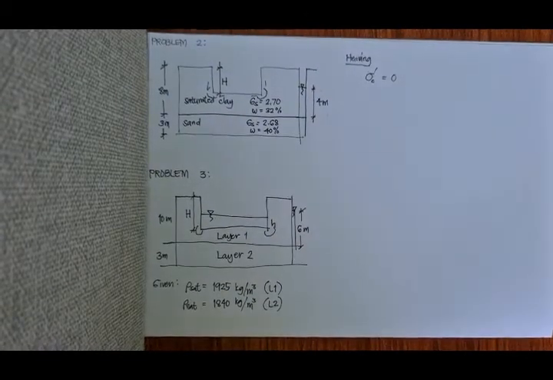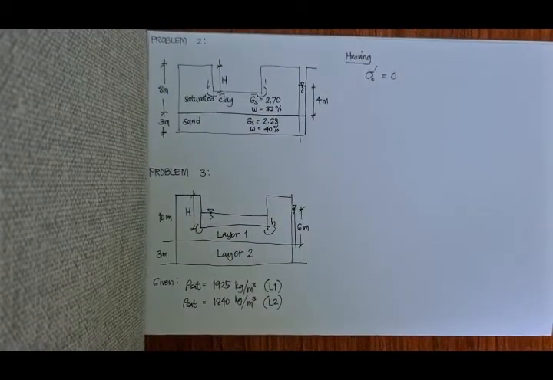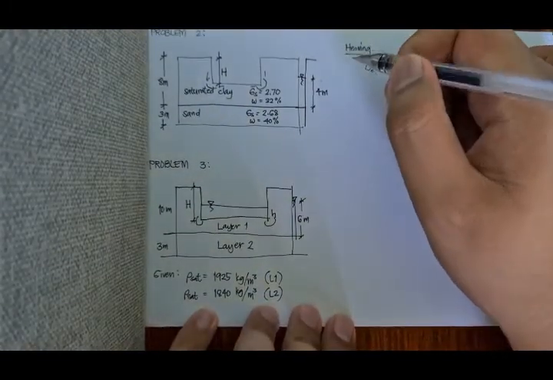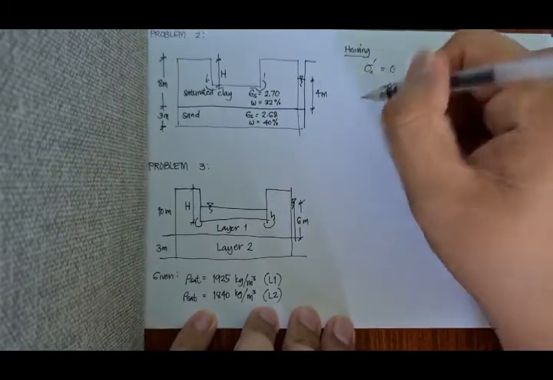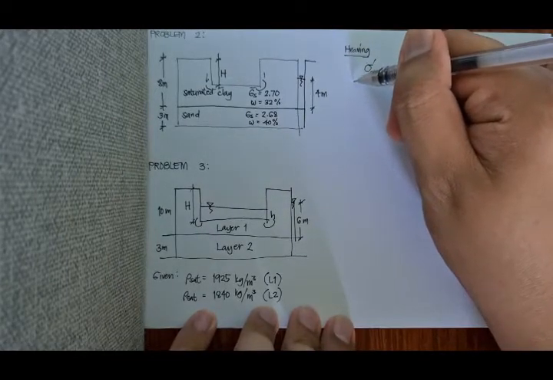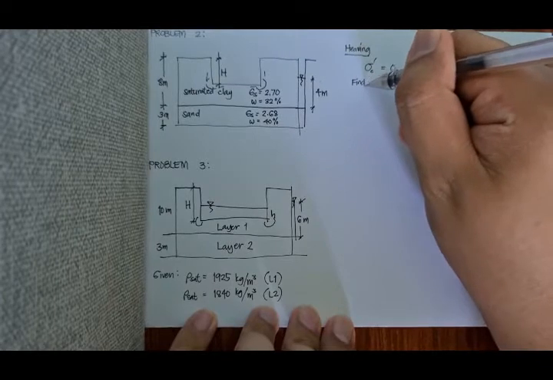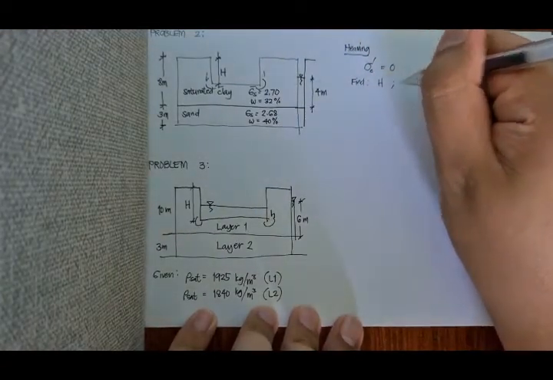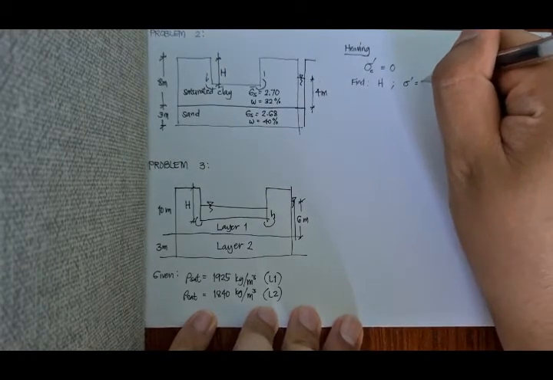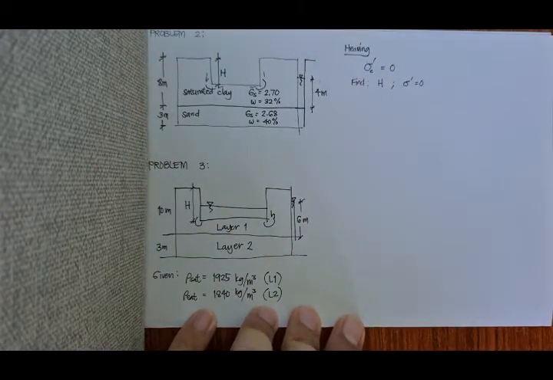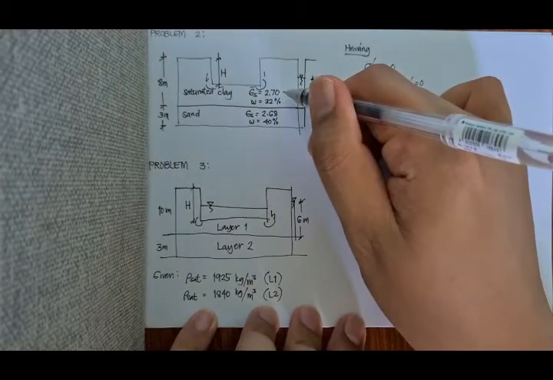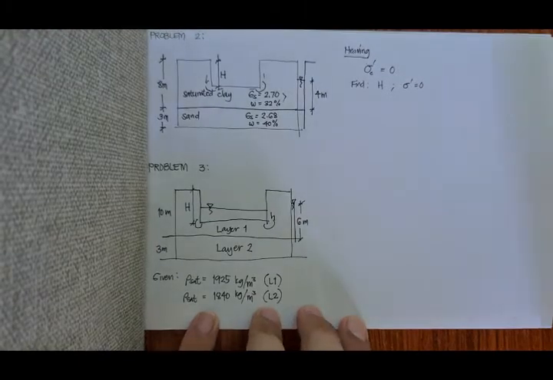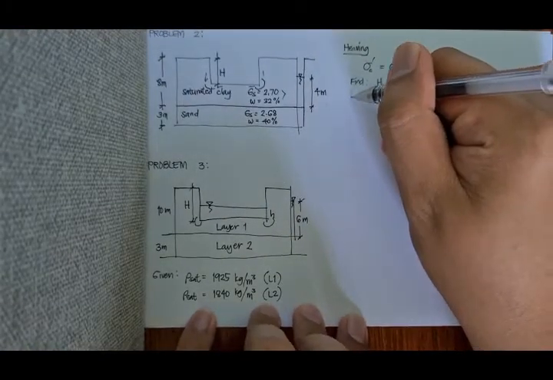So, in problem 2, we need to at least try to find the height of clay layer na po pwedeng i-excavate. So, mean to say, sa problem 2, we need to find the height, if, syempre, ang effective stress is equal to 0. So, paano natin nahanapin yan? First, syempre, since given tayo ng dalawang component ng clay, which is specific gravity and moisture content, we need to find the unit weight first.